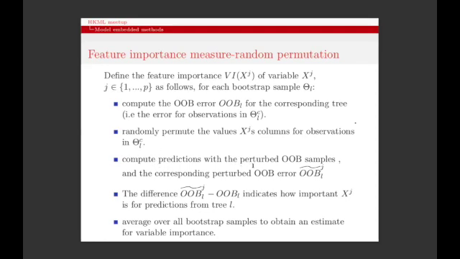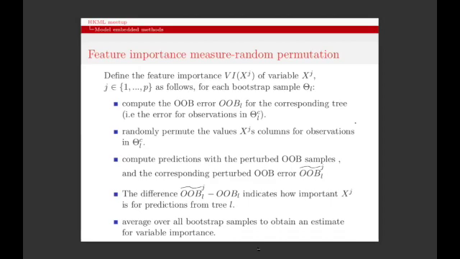We compute predictions with the perturbed OOB samples, and the corresponding OOB error is given by OOB Lj tilde, and the difference indicates how important Xj is for the prediction from θL. That is, we see how much randomly permuting entries in the variable Xj on the complement of the bootstrap sample, where the error is being computed, impacts the error.